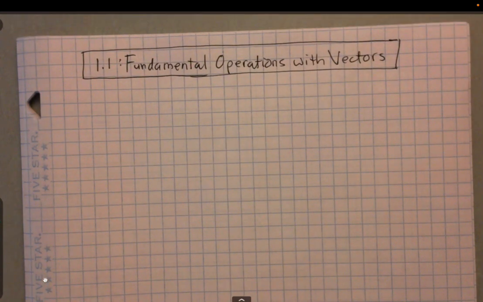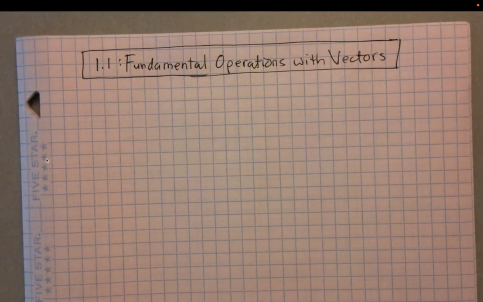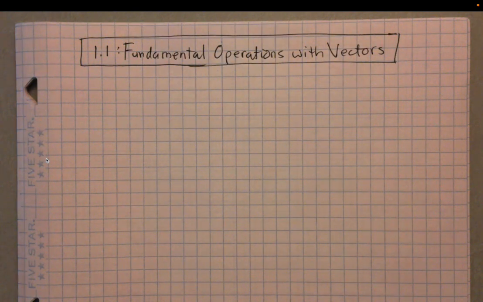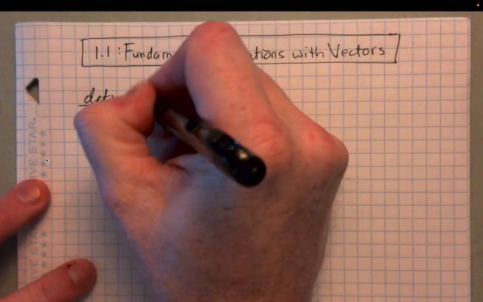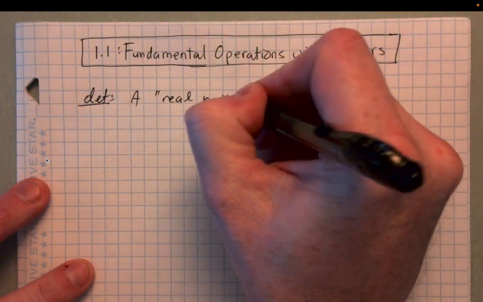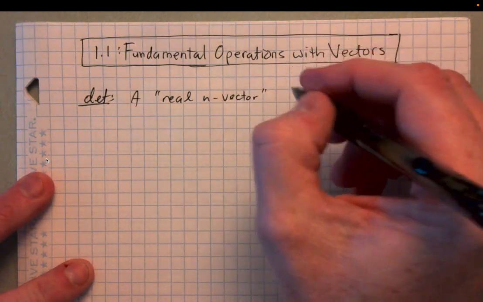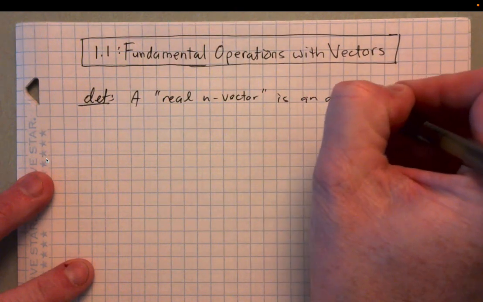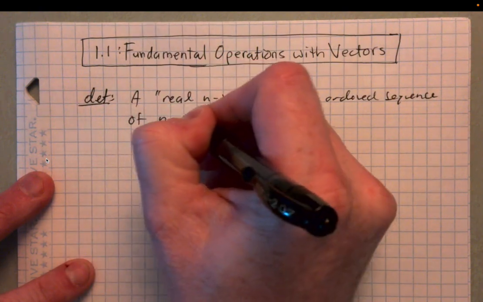And so this will be section 1.1, and we'll just call it Fundamental Operations with Vectors. Okay, and so let's go ahead and start with what we mean by a vector. Start with a definition. And we'll say a real, and here we're going to use the term n vector to denote a vector with n entries. A real n vector is an ordered sequence of n real numbers.